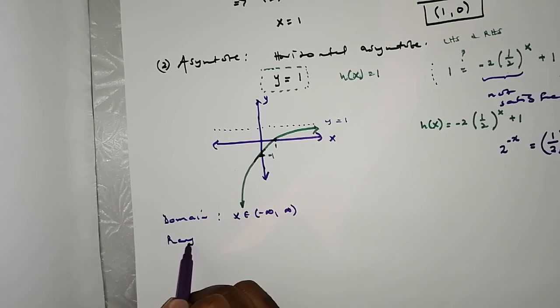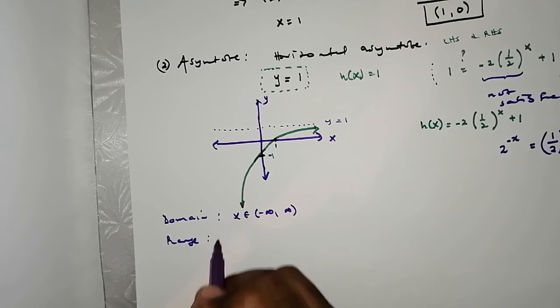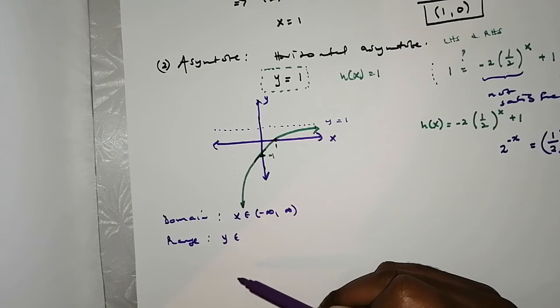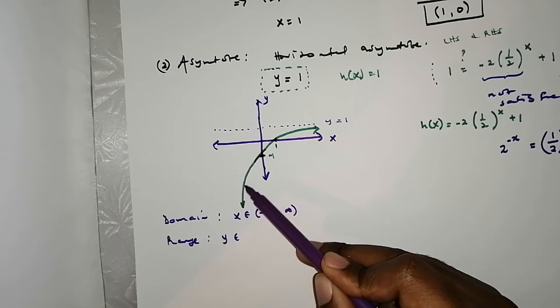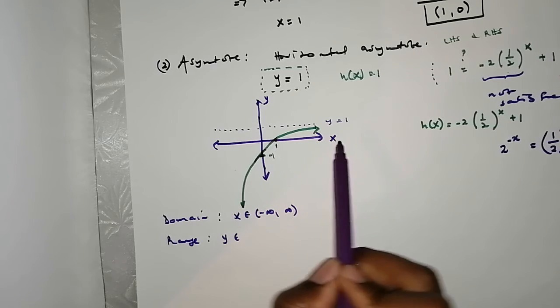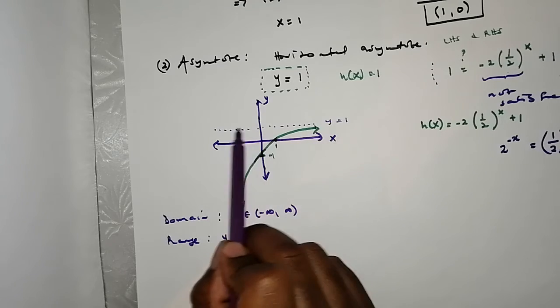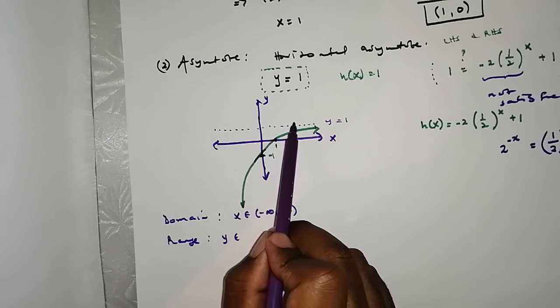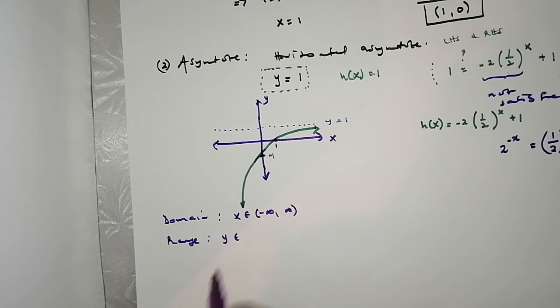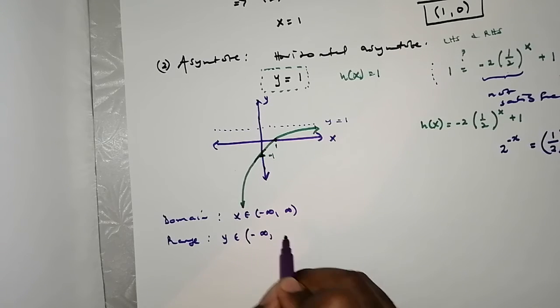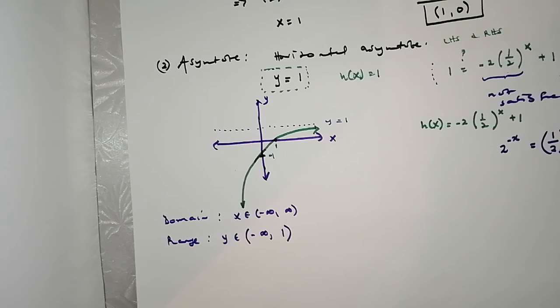And then the range will actually be different. So it's going to be y an element of from negative infinity. The function exists. But here, when y equals 1, the function does not exist. And then obviously, even above it, it does not exist. So our range will be from negative infinity up until 1, and 1 is not included.